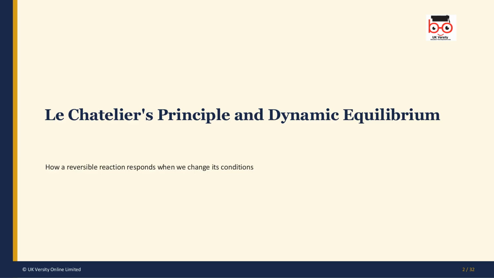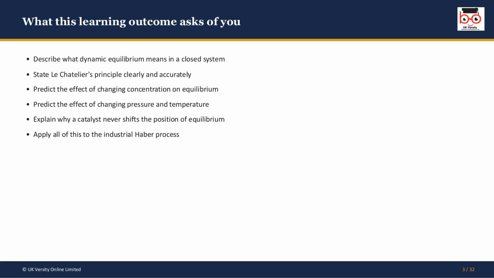Welcome to Learning Outcome 3, all about how a reaction at equilibrium responds when we disturb it. We'll build up Le Chatelier's principle and use it to predict what happens when we change the conditions on a reversible reaction. In this outcome, you'll describe what dynamic equilibrium really means in a closed system and state Le Chatelier's principle precisely. Then you'll predict the effect of changing concentration, pressure, and temperature, explain why a catalyst never shifts the position of equilibrium, and pull it all together by applying it to the industrial Haber process.